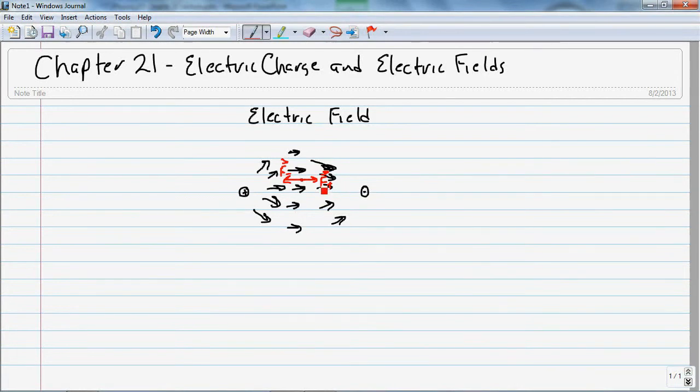But as long as I know this field, I can calculate forces. It's a what-if situation. Once I know this field, what if I put the charge here? Or what if I put the charge here? Or what if I put a charge there? So it gives us the ability to do what-if situations and not have to do the same calculations over and over again.